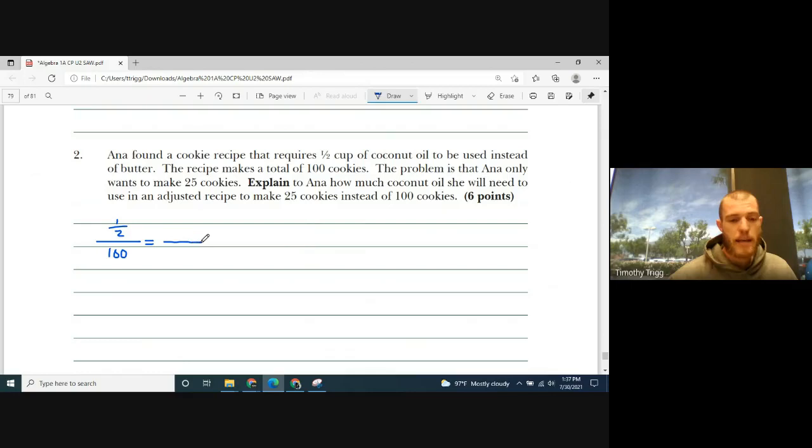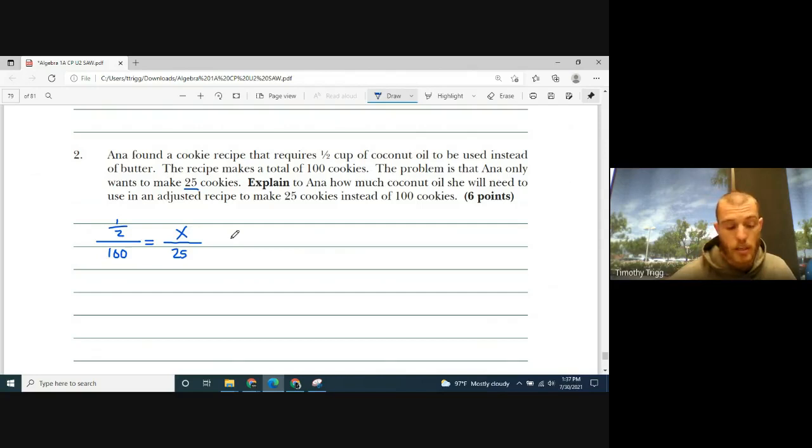Now, when I set up my next fraction, notice this is oil, right? Cups of oil. And then in the denominator is cookies. So make sure I set up the next fraction the same way, where it'll be how much oil over the desired amount of cookies. So in our case, she only wants to make 25 cookies. So that 25 would go on bottom because this 100 cookies was on bottom. So you'll put cookies on bottom, okay? The amount of oil needed, we don't know that yet. So we're going to put x.